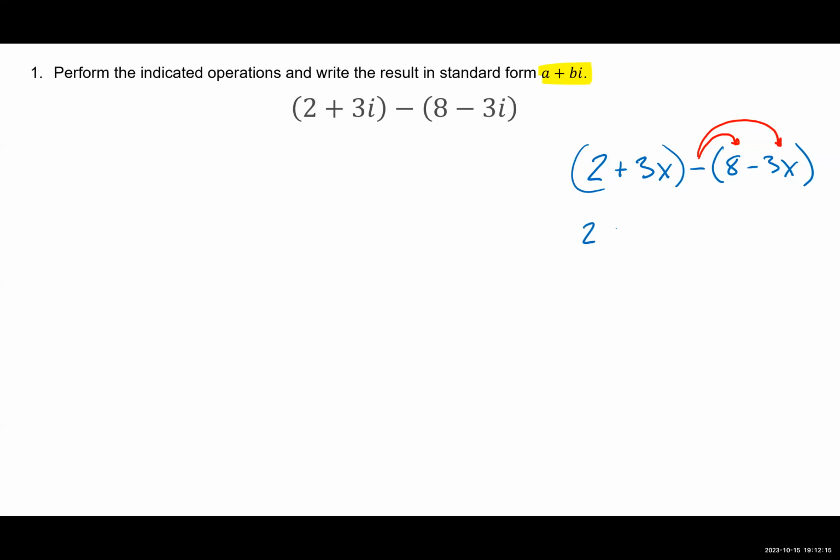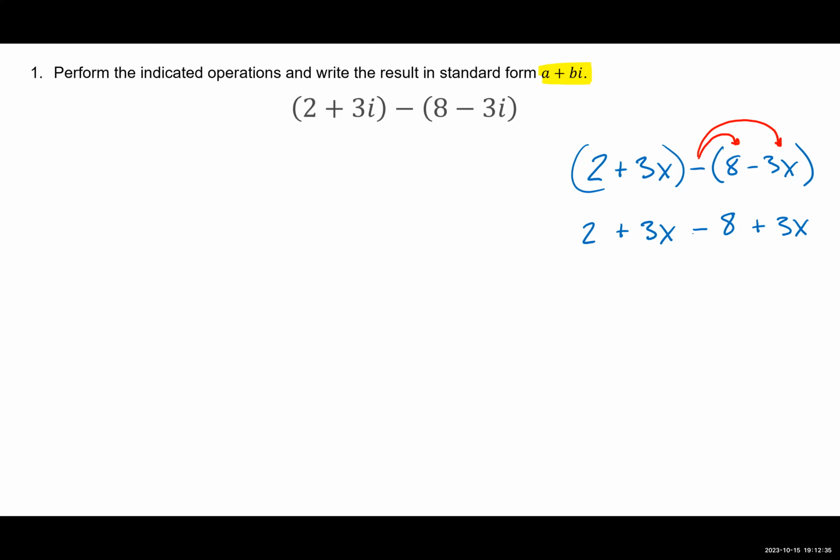So we would have 2 plus 3x. That first set of parentheses, the parentheses aren't really doing anything. In the second set, we're getting rid of them by distributing the minus. So that's a minus 8. And minus a minus is a plus 3x.